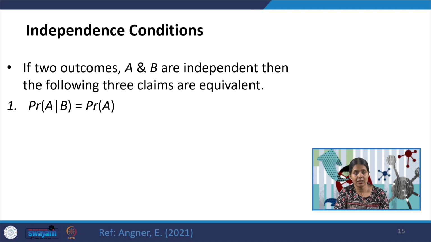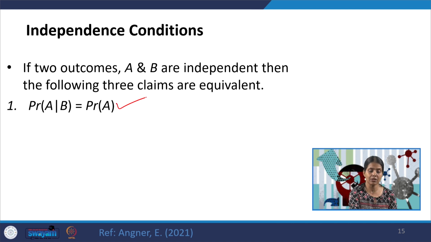Just as in the previous example, if you are drawing only one time, it is actually not conditional upon anything. So the probability of drawing an ace is not conditional upon anything, and that is why the probability of A given D is equal to the probability of A.